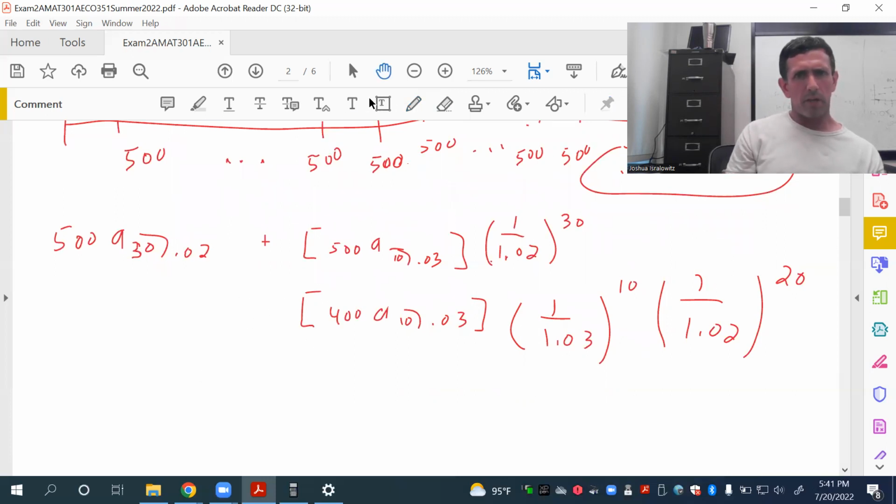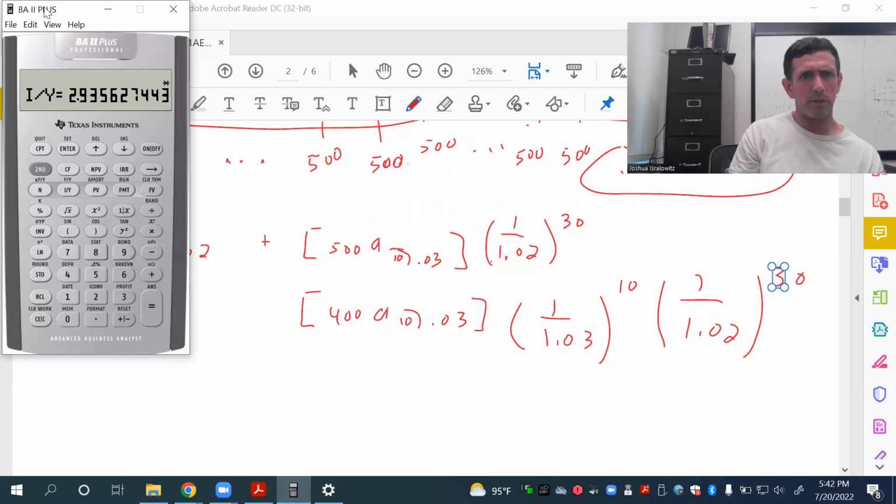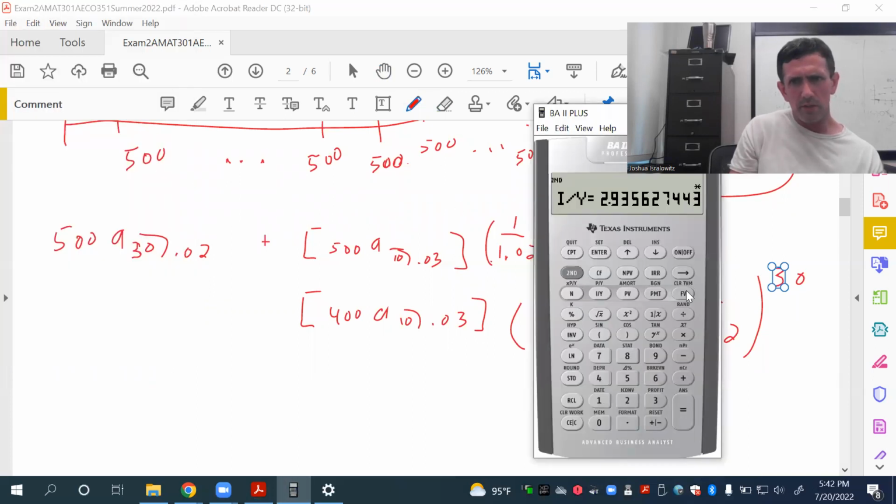Okay, and yeah, let me double check this real quick. 410.3. Sorry, this is 30. I said it, but I did not write it. Okay, so right. All right, so I guess I'll just go into my calculator and do this. Good double check. All right, so shouldn't take too long.